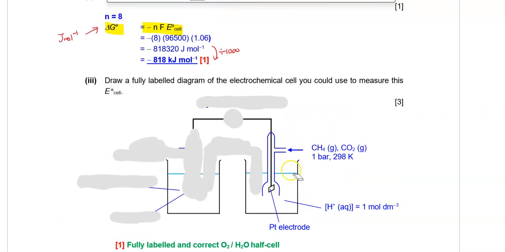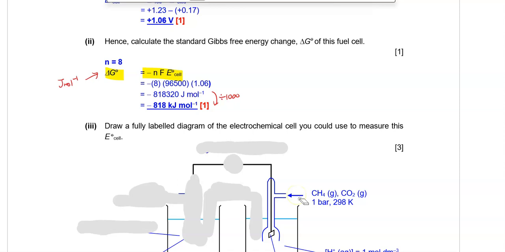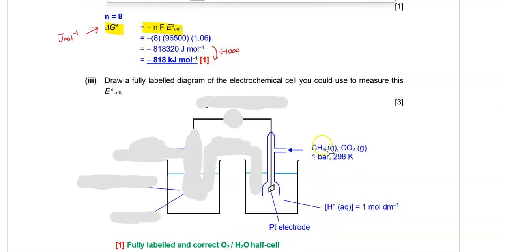Some of you may be confused, right? You may think that, oh, CH4 is the reactant, CO2 is the product, so why must CO2 be pumped in? In this case, for a half cell to work, you need to have both species present. So both methane and CO2 need to be present in order for this half cell to work. And that's why, in this case, both methane and CO2 have to be pumped into the gas cell.